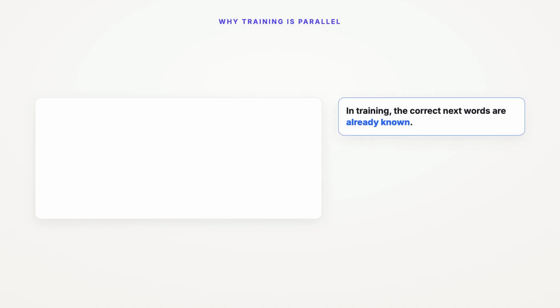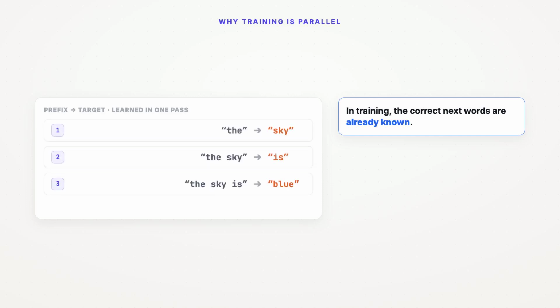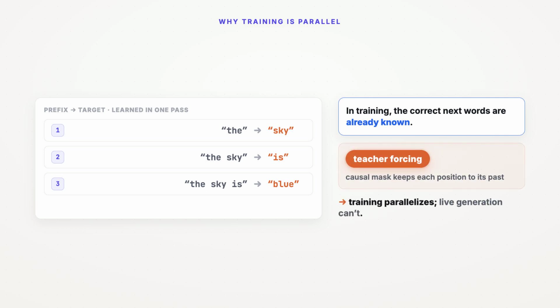If decode is 1 token at a time, how is training so fast? Because during training, the correct next words are already known, so the model can practice every position at once. Given "the", predict "sky"; given "the sky", predict "is", all in a single pass, with the causal mask making sure each position only sees its own past. That's teacher forcing. It's why training parallelizes beautifully, even though live generation can't.